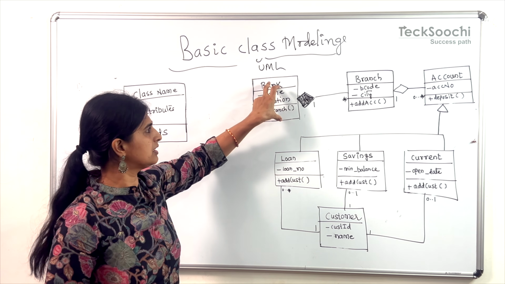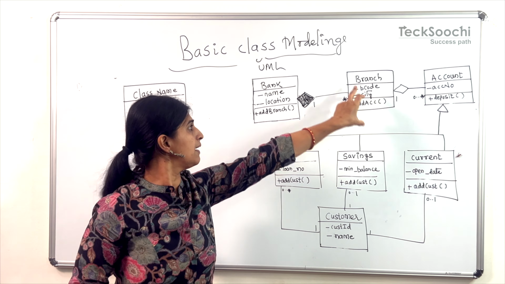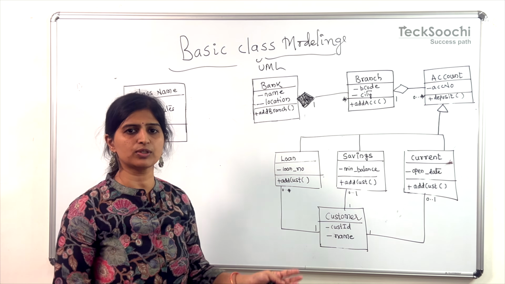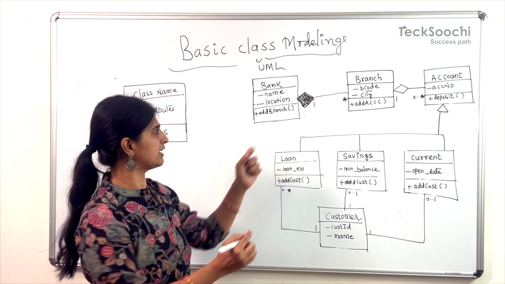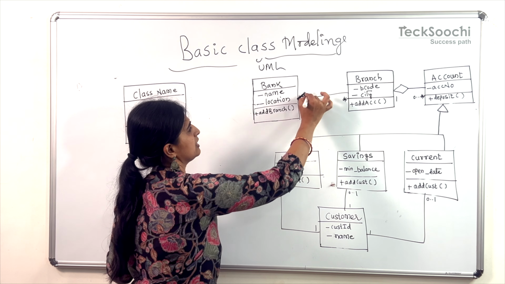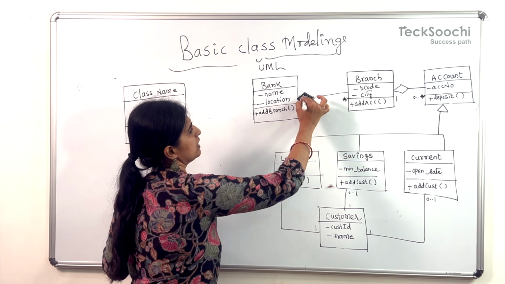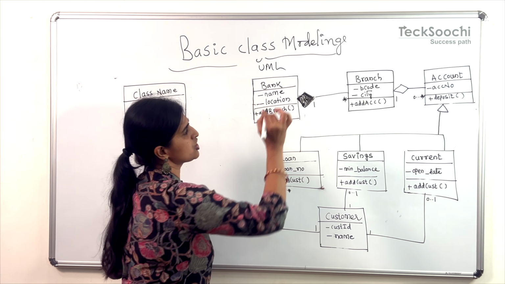Okay, bank is strongly connected with branch. Both are strongly connected with each other. The existence of branch is heavily dependent on the existence of the bank. If bank stops working or is terminated, then you cannot have the branch. So that indicates strong aggregation, which is indicated in UML with the darkened diamond shaped symbol.